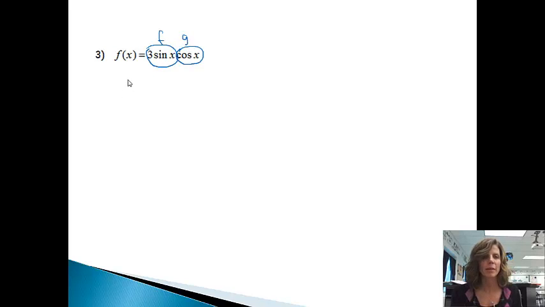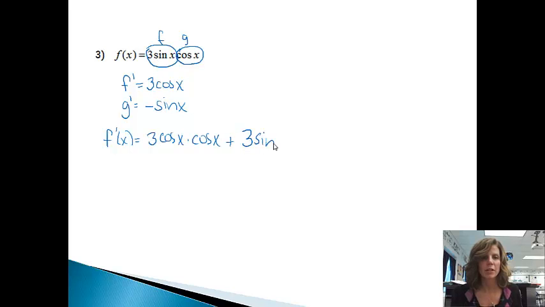Again, I'm going to set up the problem. F prime, the derivative of f, will be 3 cosine x. And g prime, the derivative of cosine x, will be negative sine x. Now from here, I'm ready to find my derivative. The derivative formula is f prime times g, so 3 cosine x times cosine x, plus f times g prime, 3 sine x times negative sine x.